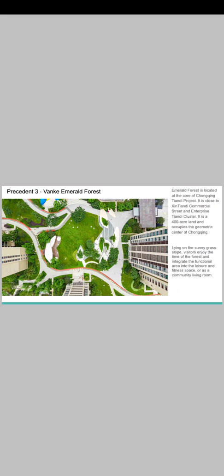Precedent 3 is Vanke Emerald Forest, located in China. This was also based on the aesthetics and the shape of it, and how I could use it as inspiration for the Science Plaza area. It's mainly called Emerald Forest just due to the trees planted and the lawn there. It looks very nice, and I can see it working very well. I believe it's relatively new, but over time it will really grow in. I feel like that's very vital in situations like this.